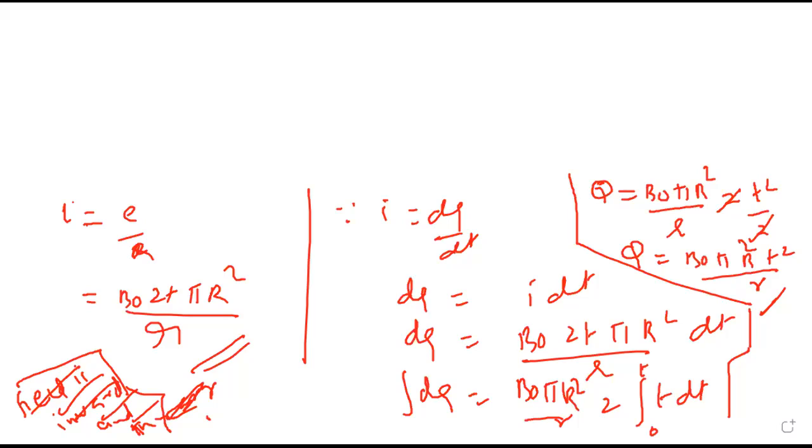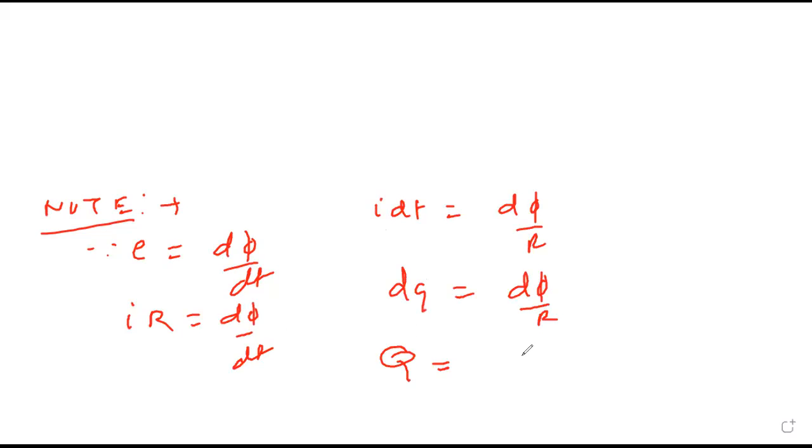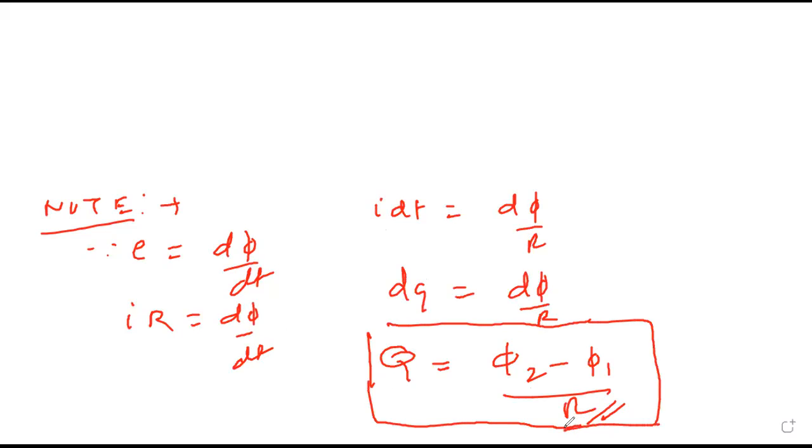Note this down. Since E equals to d phi by dt, so I into R equals d phi by dt. This means I dt equals d phi by R. Therefore, dq is d phi by R. So total charge Q will be phi 2 minus phi 1 upon R. This is also one formula. So whenever they give flux and ask what will be the total charge induced during that time, it will be phi 2 minus phi 1 upon R.